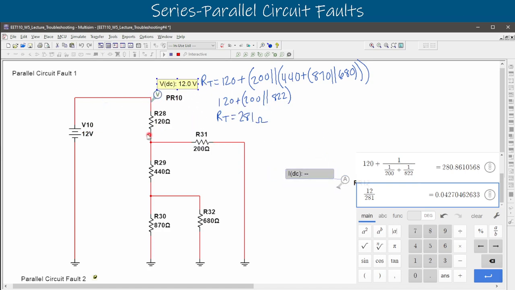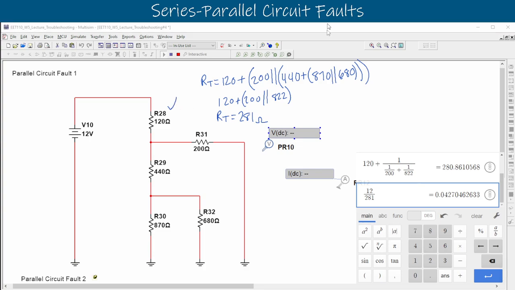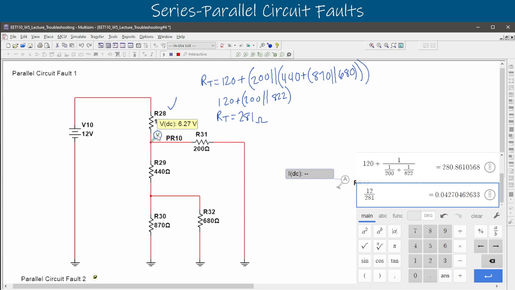Start at 12 volts, and we should have a voltage drop at the node. 6.27 volts. That's what we expect, right? So this one we can check off as probably okay. This 120 might be leaking, but it's not open and it's not shorted. So let's keep going. At the node here, we get 6.27 volts, and we know that that is parallel. So voltage in parallel is going to be shared. 6.27 volts goes this direction down to ground.